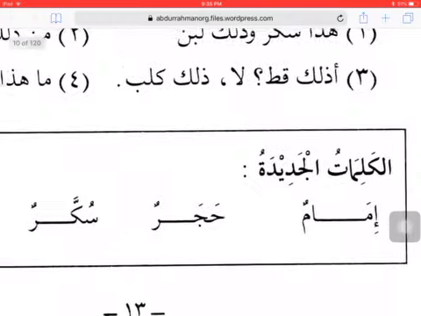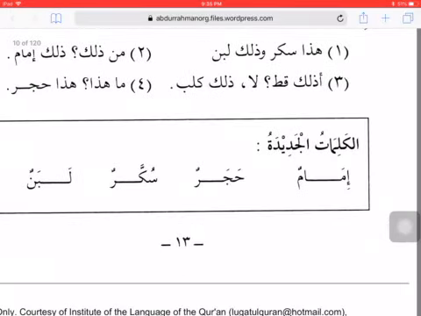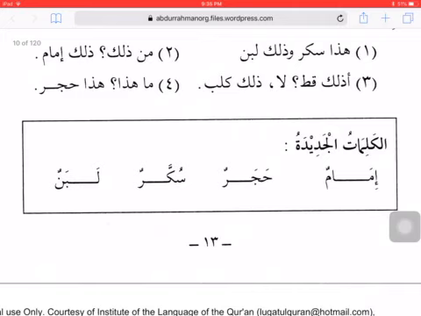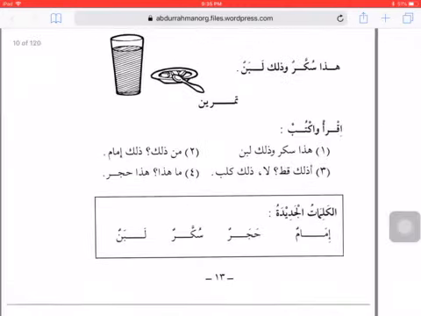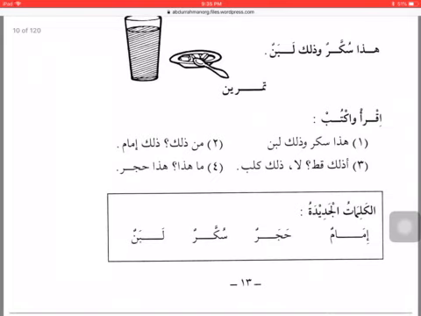So these are new vocab words. Imamun, the leader of the prayer. Hajarun, the rock or the stone. Sukkarun, sugar. Labanun, milk. So Alhamdulillahi Rabbil Alameen, we have reached the end of our second lesson from Medina Arabic course book. Today, let's do a quick recap.